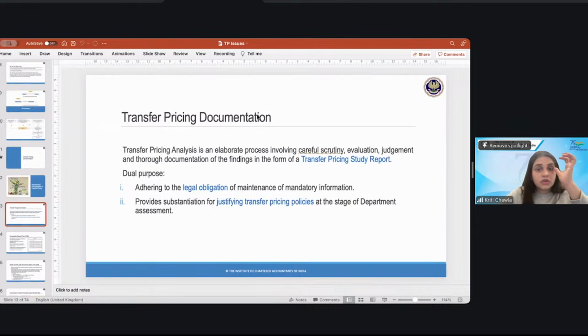Are these the same documentation as in international transactions? I did not get your question. Are these the same documentation as in international transactions? Can you unmute yourself and, if you can, speak up?